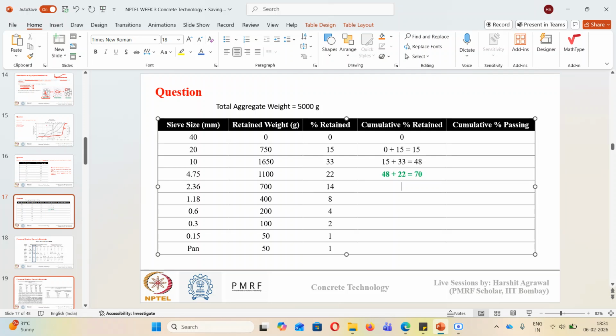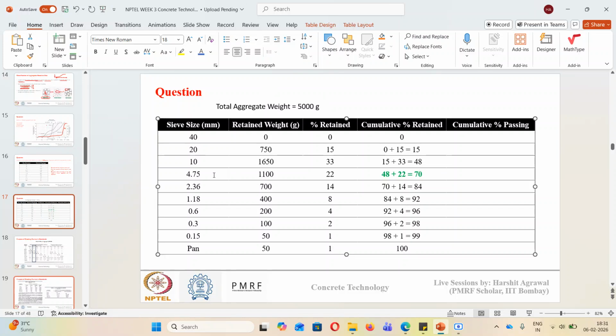Then 70 plus 14 will be equal to 84. 84 plus 8 equals 92. 92 plus 4 equals 96. 96 plus 2 equals 98. 98 plus 1 equals 99, and finally we have 100. Above the pan all aggregates will be retained. That is known, that is how we can cross-check our calculation.